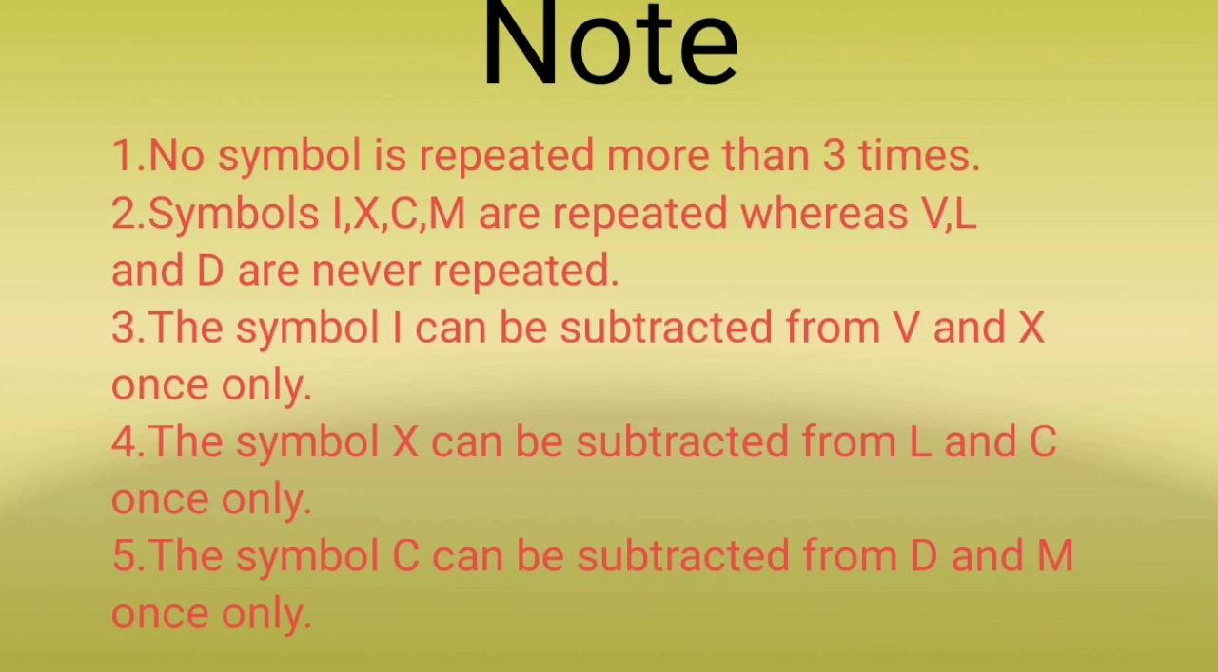And next, the symbol I can be subtracted from V and X once only. The symbol X can be subtracted from L and C once only. The symbol C can be subtracted from D and M once only. Got it?